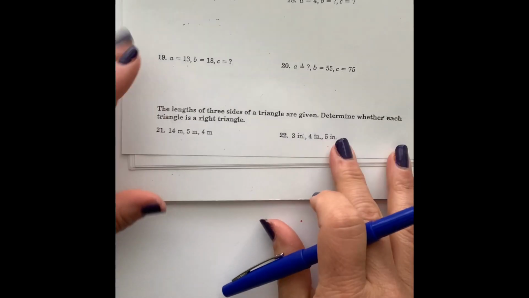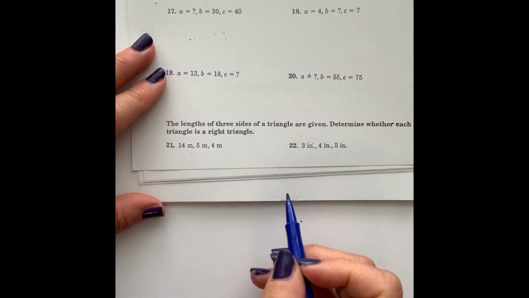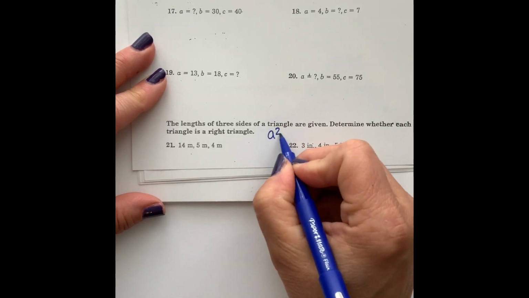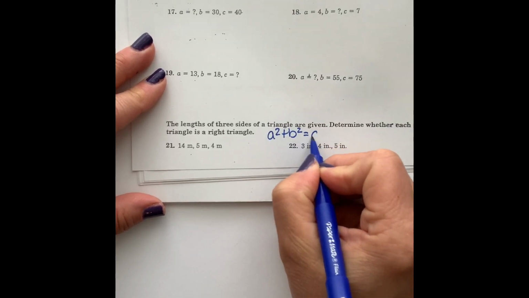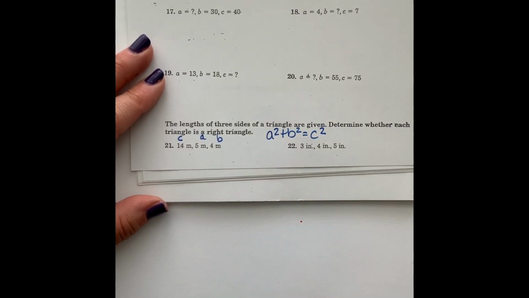The ones down at the bottom, oh, here they are not labeled. So if you're trying to decide if it's a right triangle or not by plugging it into A squared plus B squared equals C squared, you would know that the biggest side is C, and it doesn't matter which one's A and B for the other two. C is the important one to find. Make sure it's always the biggest one.